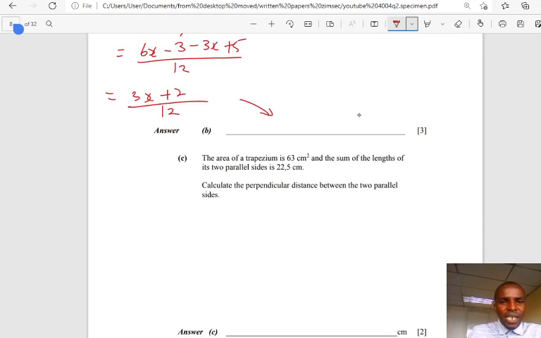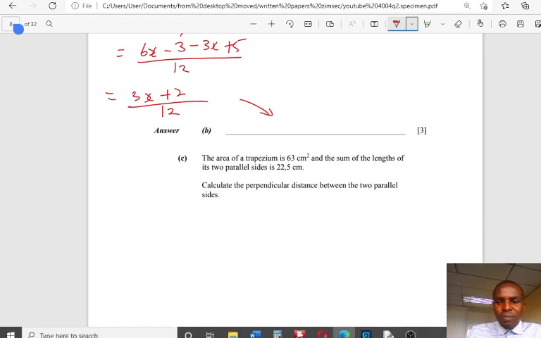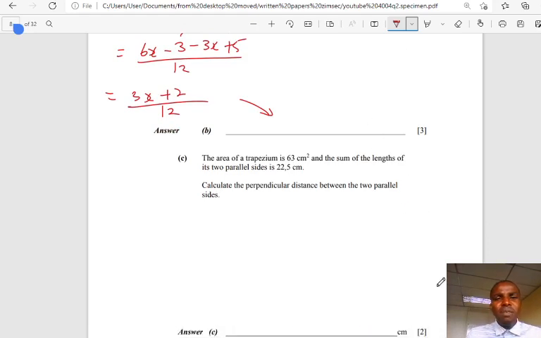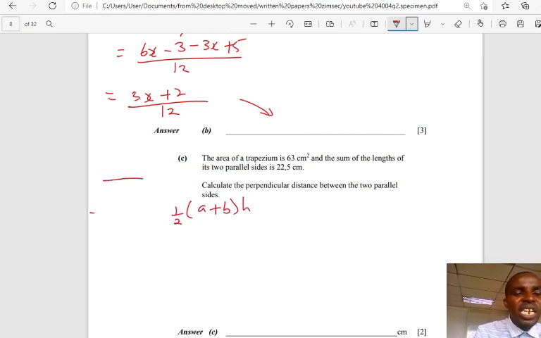Next, the area of a trapezium. The area of a trapezium is 63 square centimeters, and the sum of the lengths of the two parallel sides is 22.5 centimeters. Calculate the perpendicular distance between the two parallel sides. Right, area of a trapezium is half the sum of the two parallel sides times the perpendicular height. We can call the parallel sides A and B. A trapezium is a shape like this.